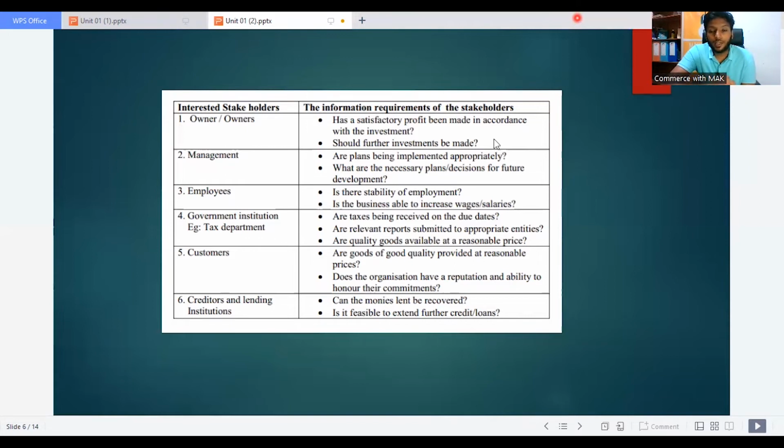Then the fifth one is the customers. Are goods of good quality provided at reasonable prices? Does the organization have a reputation and the ability to honor its commitments? Are they providing at a good price and are customers purchasing it or not?